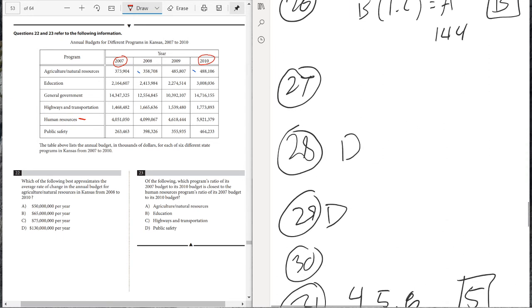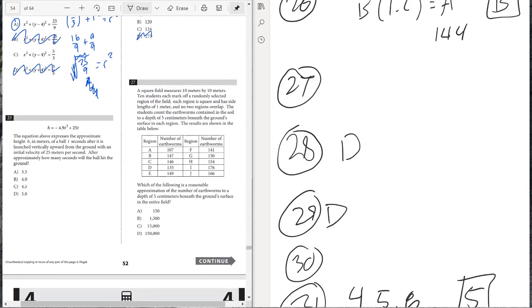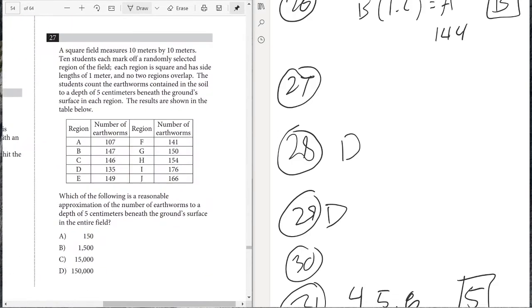All right, we skipped 27. How are we on time? 11 minutes and a few seconds. All right, 27. Yeah, that's why I skipped it.